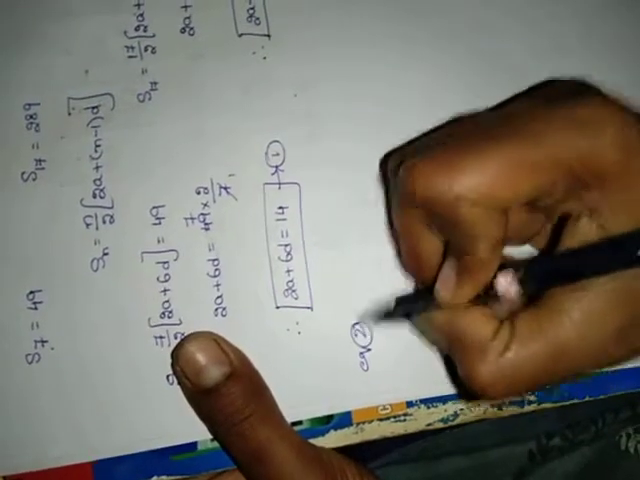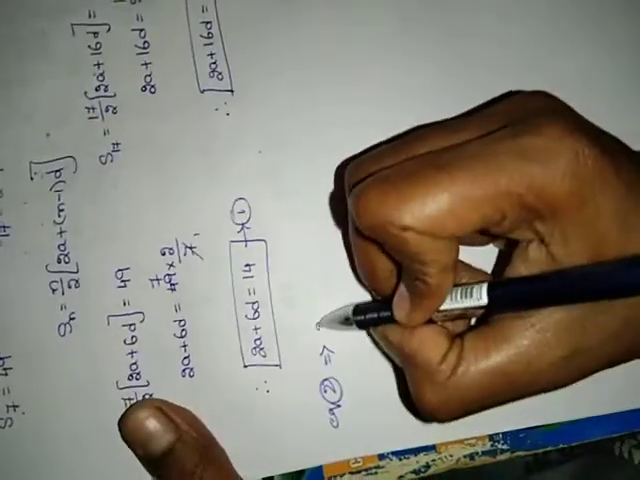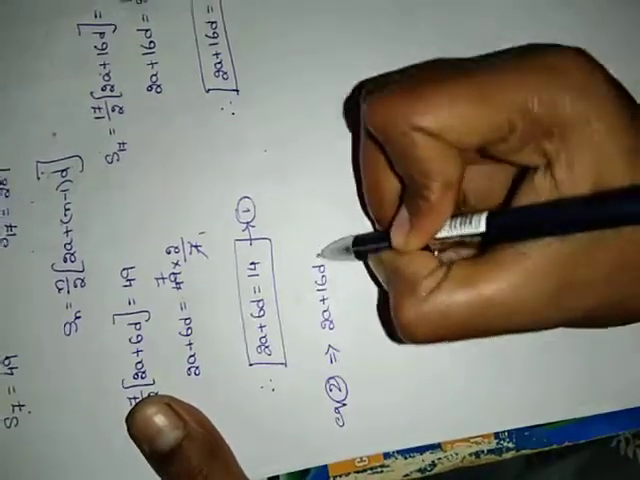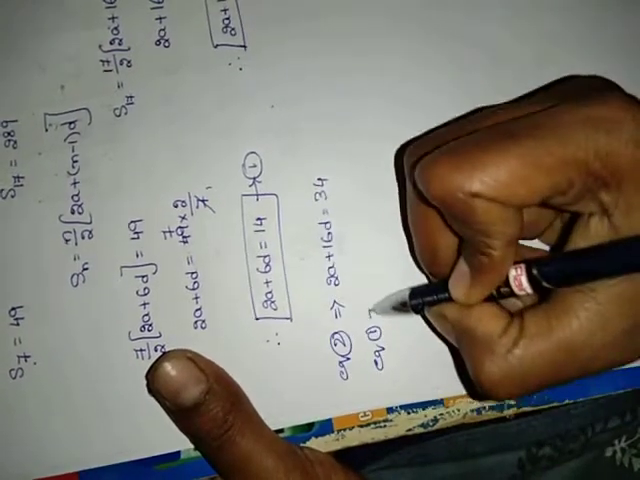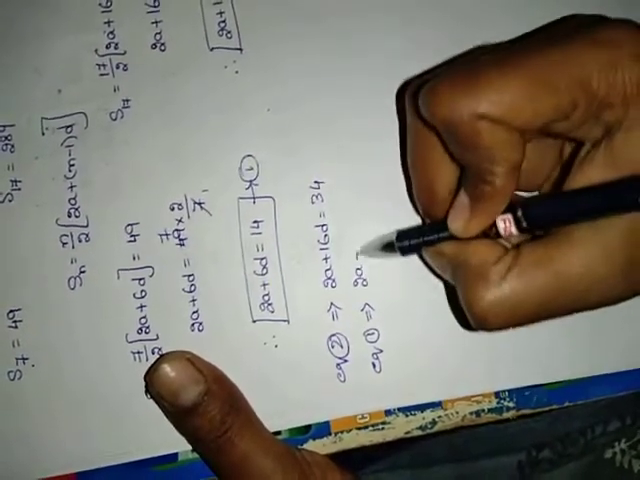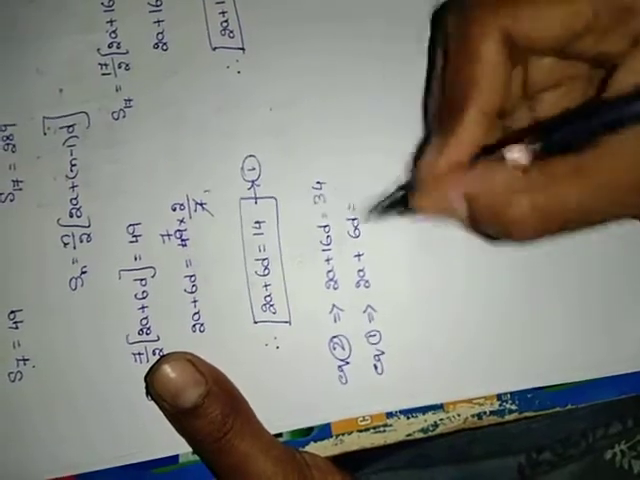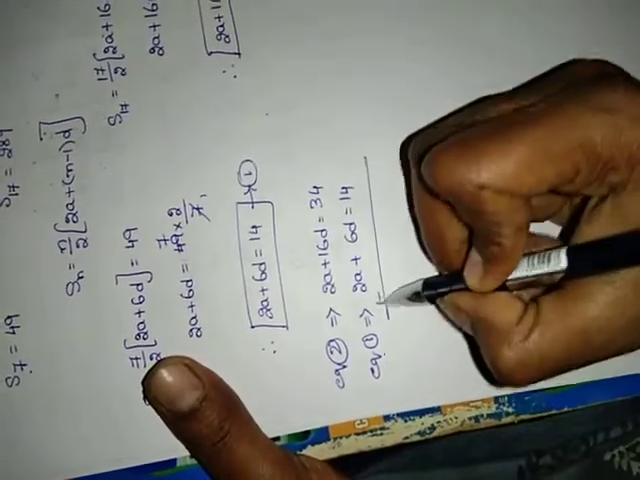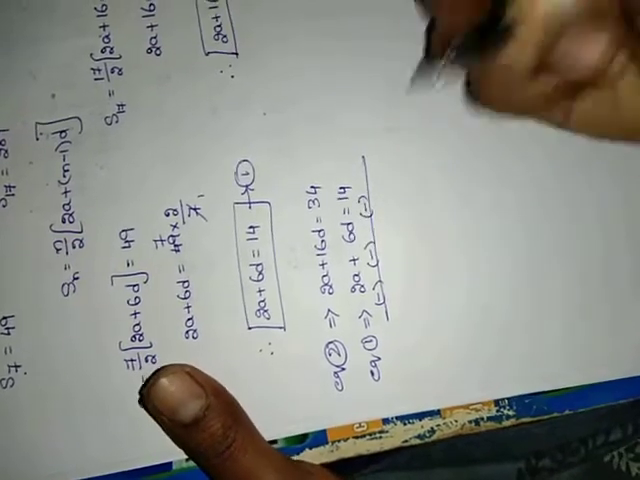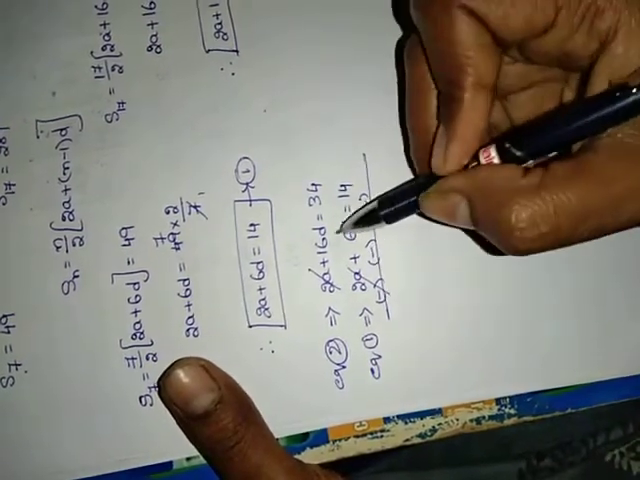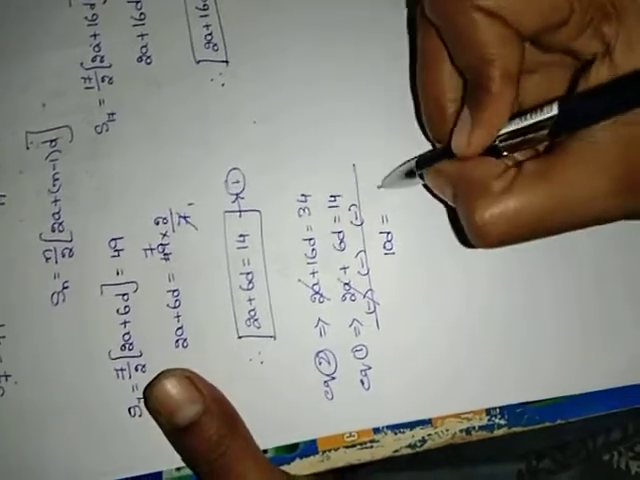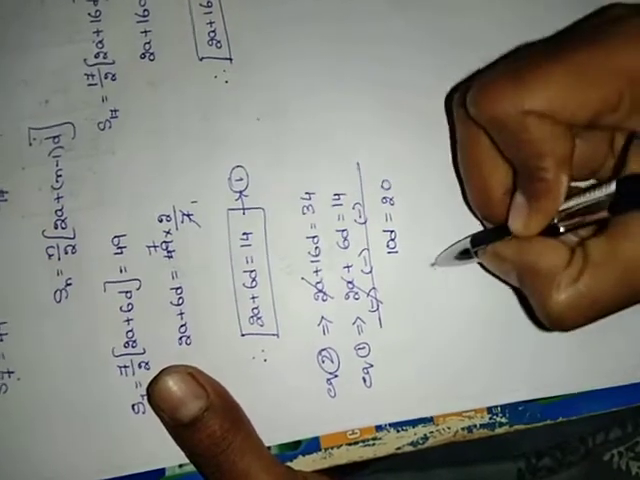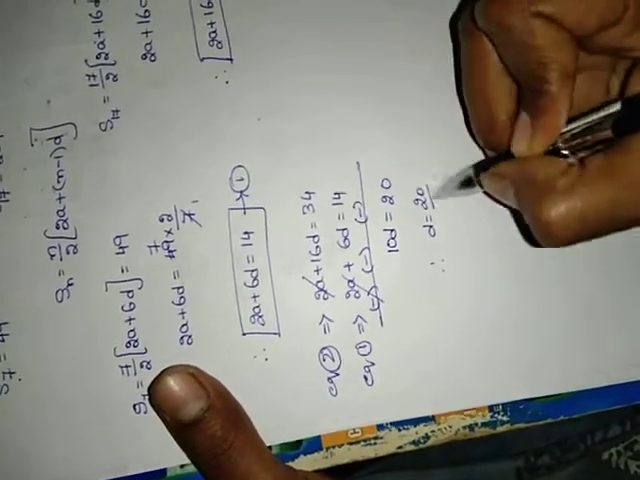Let us solve equation 1 and equation 2. Equation 2 is 2a plus 16d equals 34. Now equation 1, write this equation like that only: 2a plus 6d equals 14. Now solve this. For solving, plus becomes minus, minus becomes plus. 2a minus 2a cancel. 16 minus 6, 10. 10d equals 34 minus 14, 20. Therefore, d equals 20 by 10.